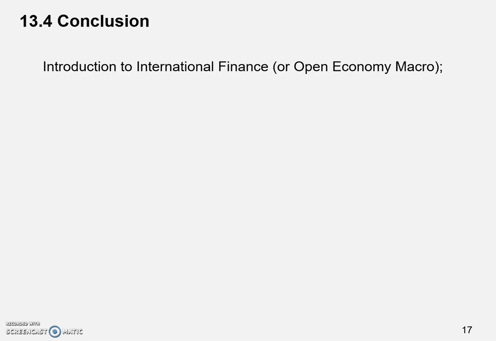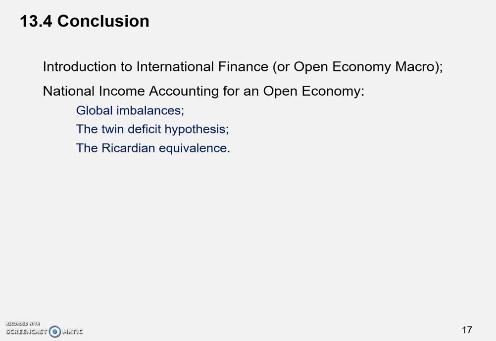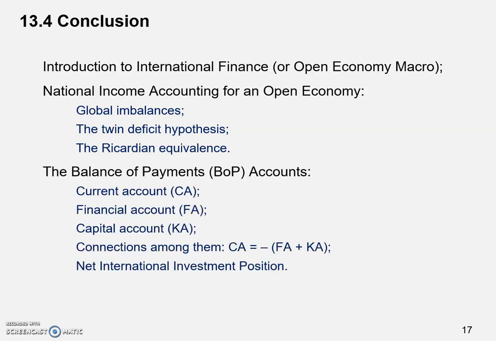So that means we are talking about the relationships among a variety of macroeconomic indicators in an open economy setting. So these macroeconomic indicators like GDP, personal saving, public saving, right? And open setting means we always talk about the transactions of goods and services and assets, okay? And we talk about the national income account, global imbalances, twin deficit hypothesis, and Ricardian equivalence, okay? And the second part of the chapter is about the BoP accounts. We have three types of accounts, and we talk about their relations in the net international investment position.